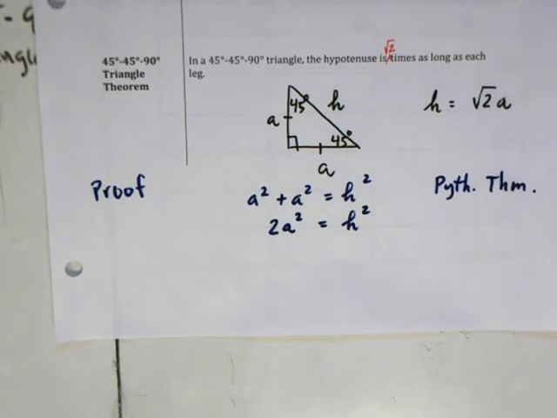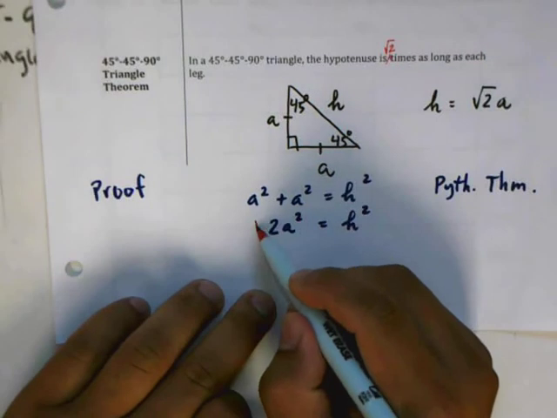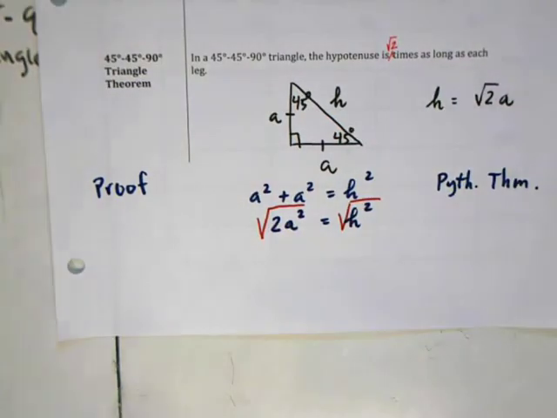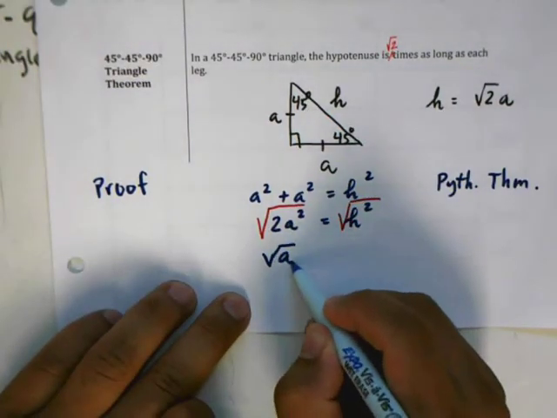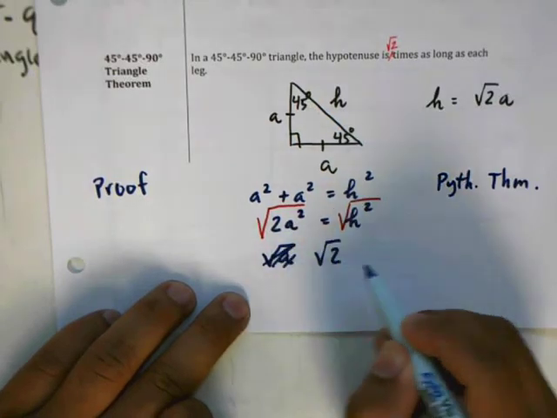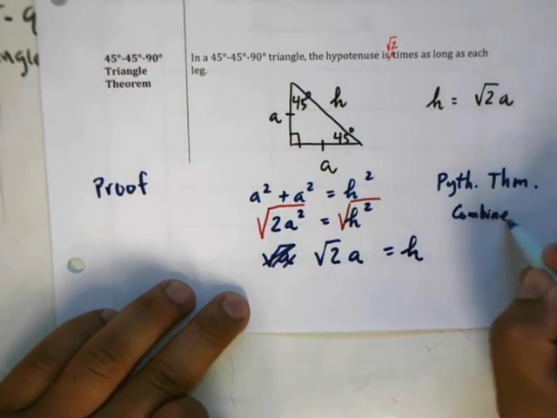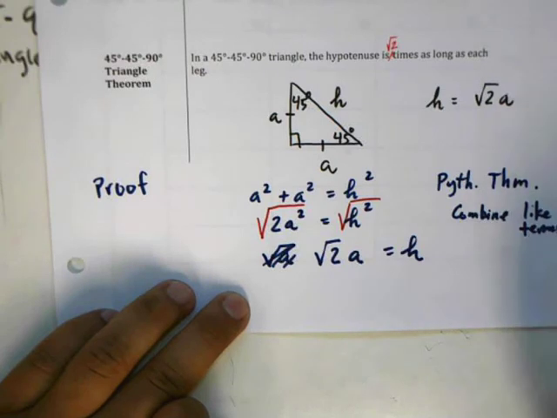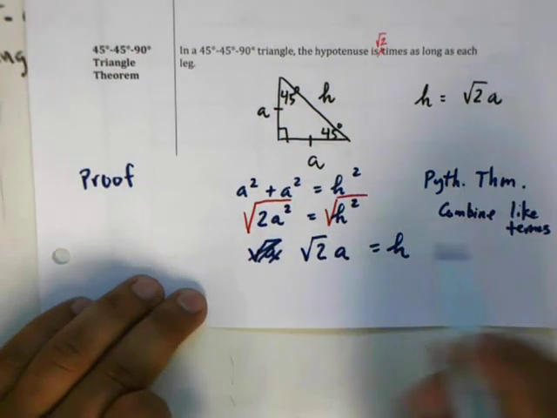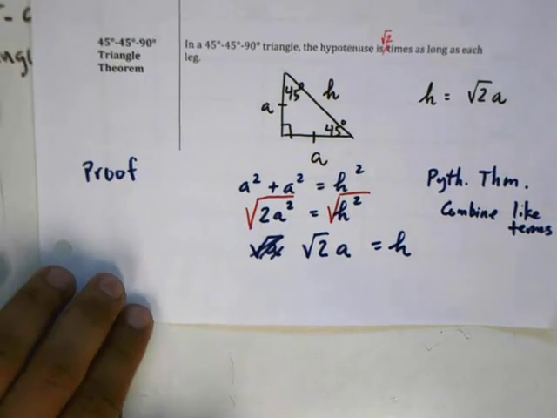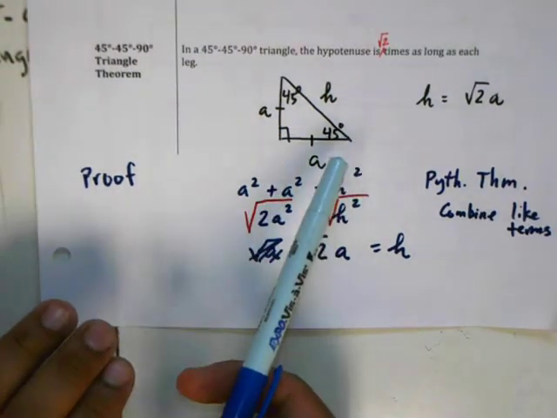And now if I wanted to finish this and solve and get H entirely by itself, what I would need to do is take the square root of both sides. So take the square root of both sides there, and that would leave me with square root of 2 times A is equal to H. Okay? So this is combining like terms. I'm giving my reasons here. And then we're just taking the square root of both sides. And so there you see it. You see that H is equal to the square root of 2 times A. And this is true for every single triangle that is 45, 45, and 90.